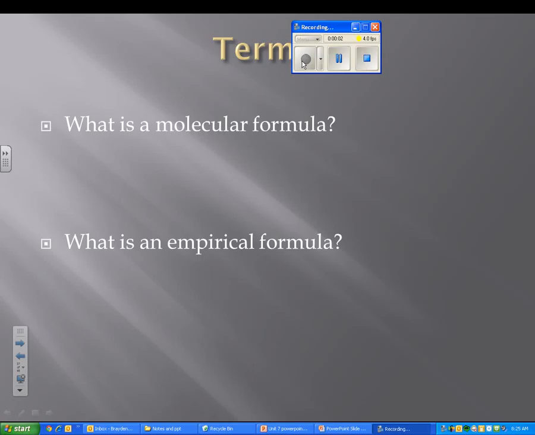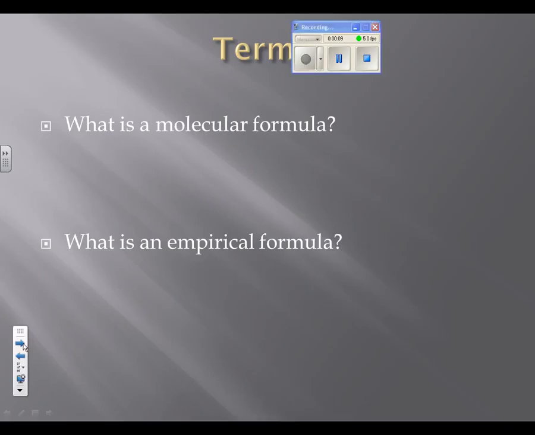Okay guys, this should be the last video for Unit 7. This video is going to cover molecular formulas and empirical formulas. So first, some vocabulary. What is the molecular formula? It is the true formula of a molecule.